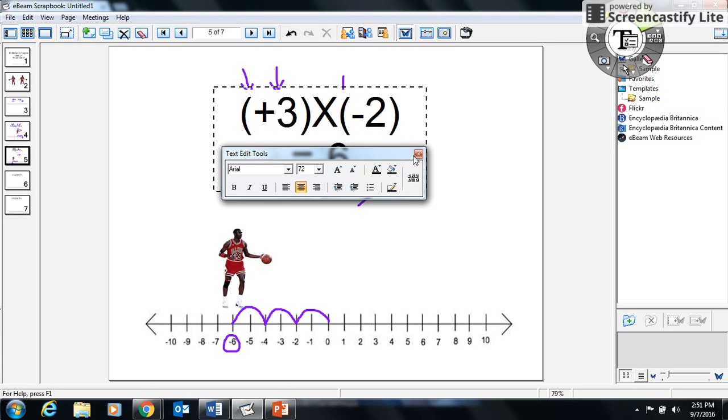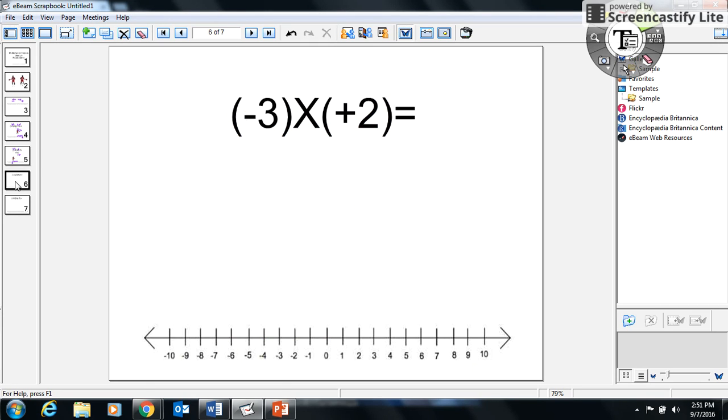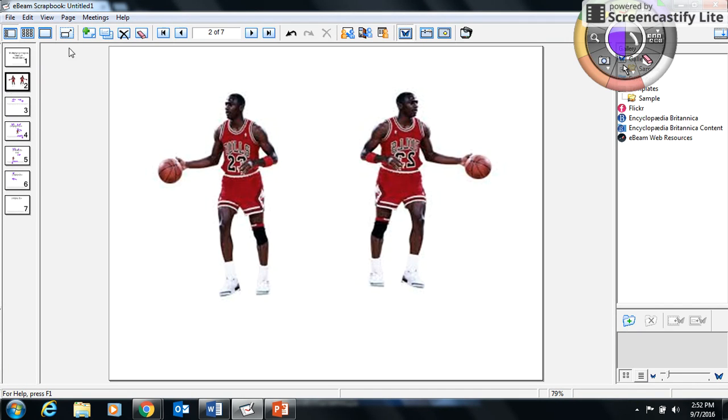Let's move this out of the way there. Okay, so let's go again. Let's try another one. Oh, I love it. Same numbers, just different symbols in front of them. So here we go. Negative 3 times positive 2. So first number tells me which way Michael Jordan is going to face. The negative means I need to find the Michael Jordan that faces to the negative side. So let's go to that one. Which one of these two face to the negative side?